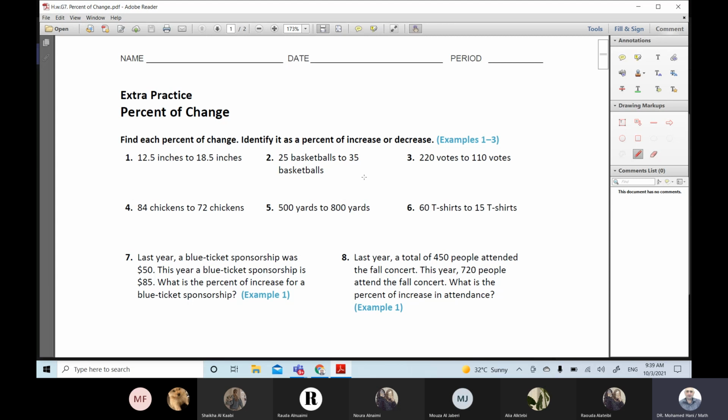As you remember, what is the meaning of the percent of change? Percent of change, we have two types of percent of change. Percent of increase and percent of decrease. So the first example, here we have exercise number 1, 12.5 inches to 18.5 inches. Who can tell me, if we compare between the two numbers, we have increase or decrease?